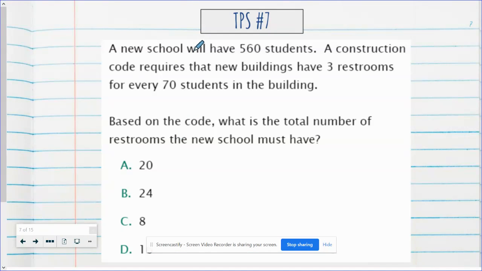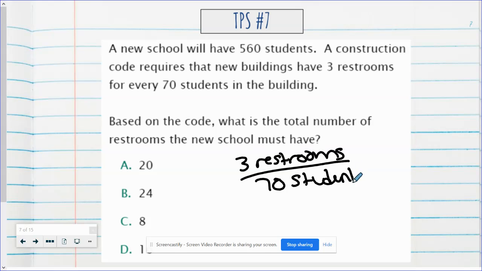A new school will have 560 students. A construction code requires that new buildings have 3 restrooms for every 70 students. So we have 3 restrooms for every 70 students. Based on the code, what is the total number of restrooms the school must have? So we have 3 restrooms for every 70 students, but we want to go to 560 students because that's how many we have.